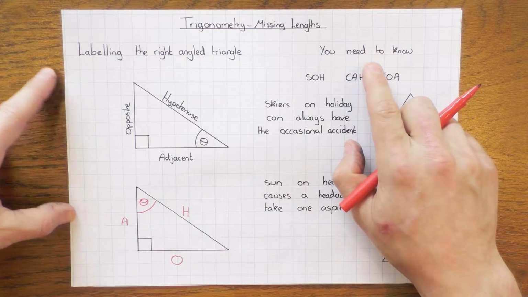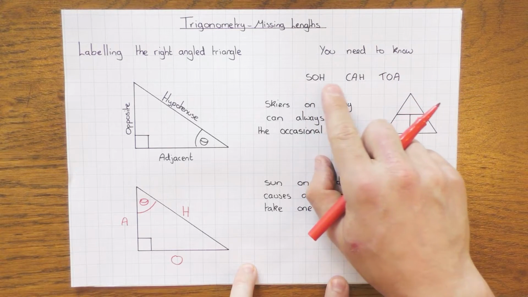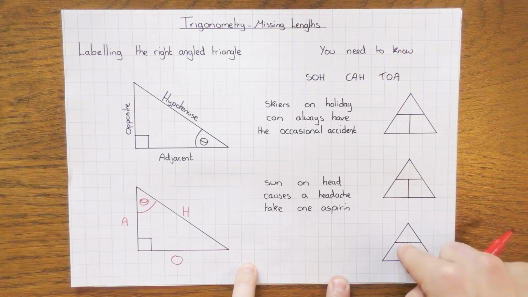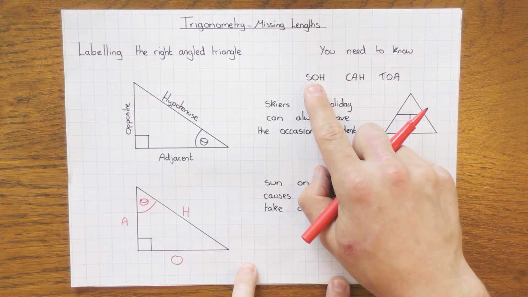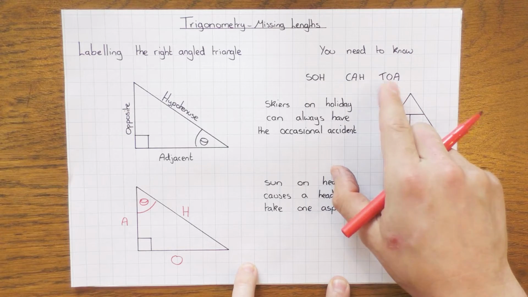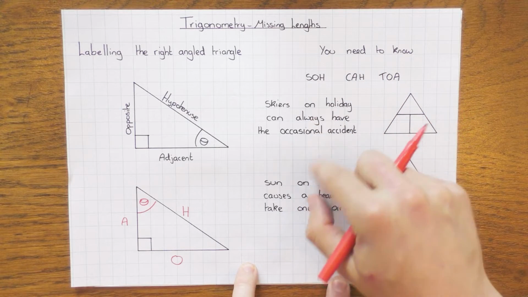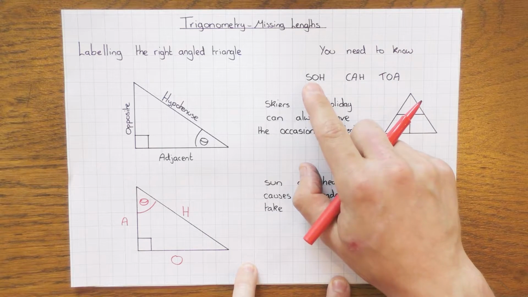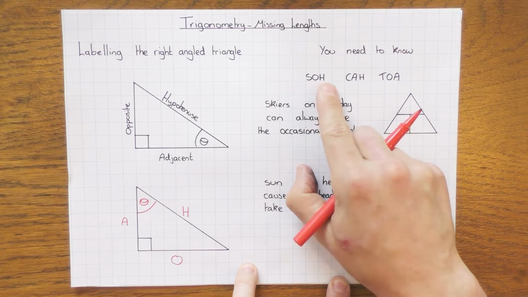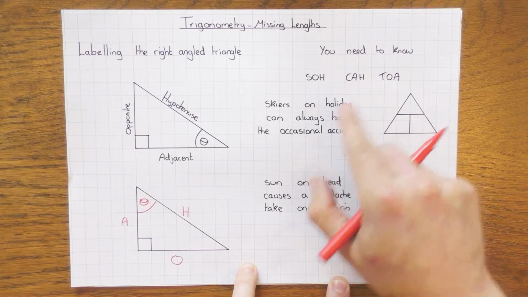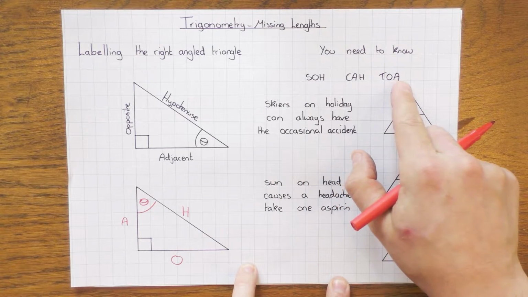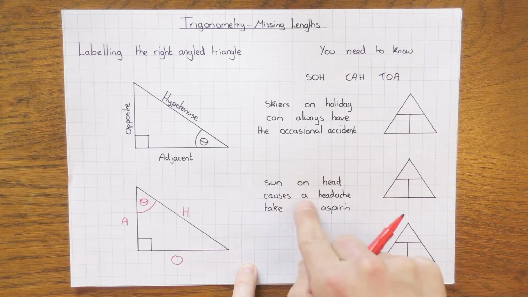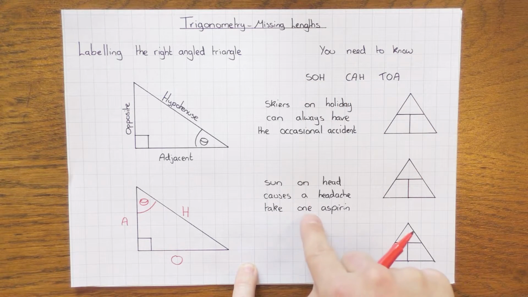The next thing that you need to know or remember is SOHCAHTOA. This helps us fill in these triangles here, which I'll come on to in a minute. Some people remember SOHCAHTOA. Other people might need little tricks or little rhymes or sentences to help them remember. So I've got two here for you. Skiers on holiday can always have the occasional accident. Or the other one that you could use is sun on head causes a headache, take one aspirin.